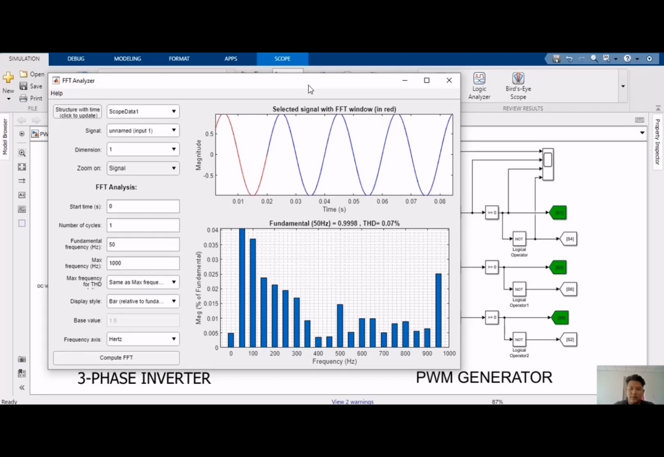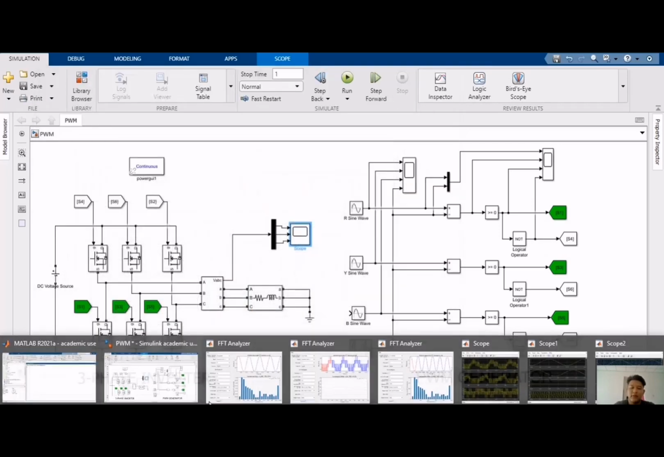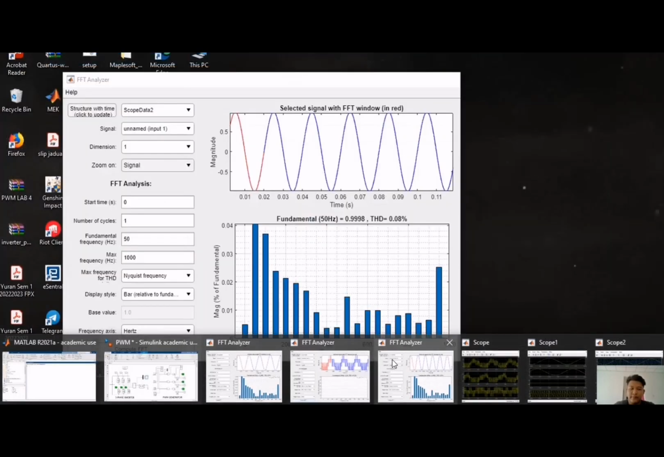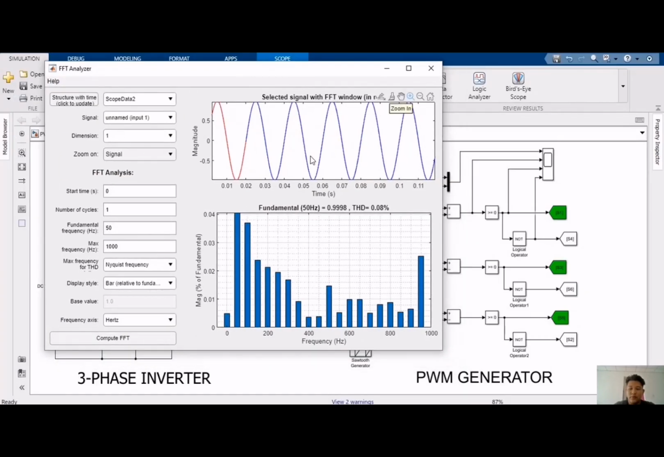Okay, this is for the PWM generator. We will get the THD, or total harmonic distortion, of 0.07%, which is less than 1%. And for the output from the PWM generator, we will get a total harmonic distortion equal to 0.08%.